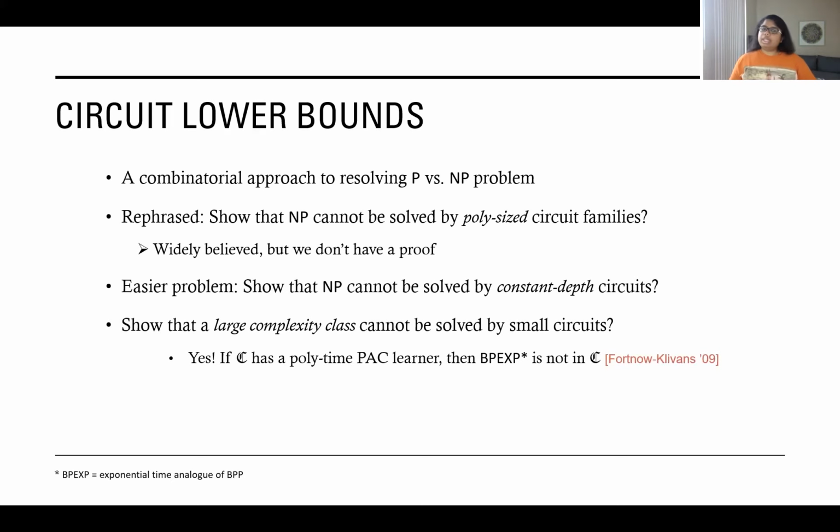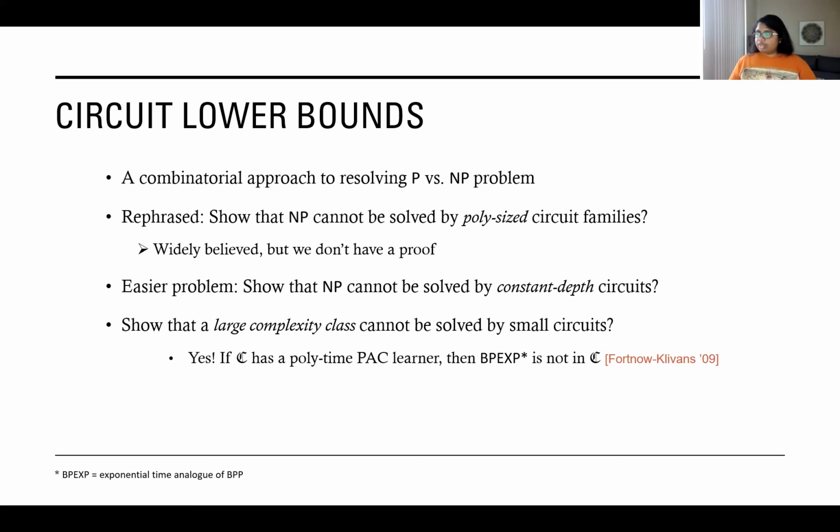Fortnow and Klivans in 2009 had a result which said that if you take any circuit class which has, let's say, a PAC learning algorithm in polynomial time, then you can show that the class BPEXP, which is like an exponential time analog of randomized polynomial time, is not in the circuit class C. So that's one step forward. And there have been further developments in this area with different refinements.